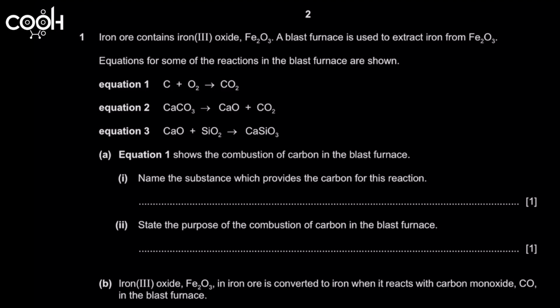So the first question says, iron ore contains iron 3 oxide. What is iron ore, by the way? Iron ore is hematite, right? So hematite contains iron 3 oxide, and a blast furnace is used to extract iron from its ore. Equations of some of the reactions. So it's given us certain equations.